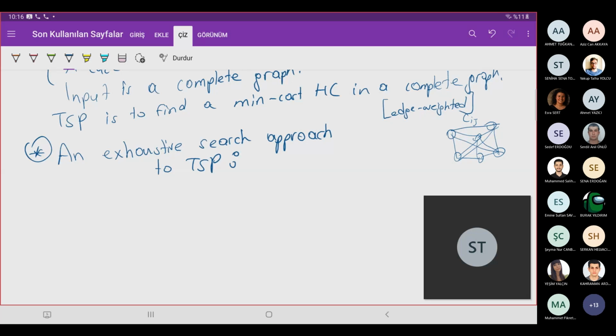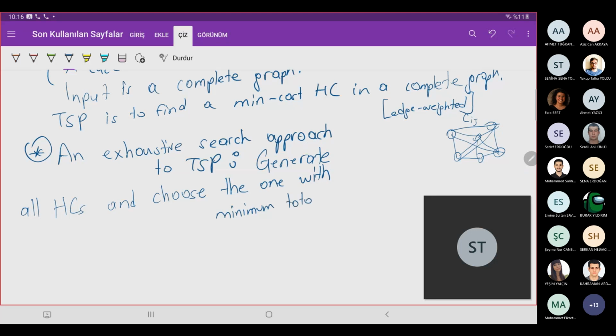So an exhaustive search approach to TSP is to generate all Hamiltonian cycles and choose the one with the minimum total cost, or min cost for short.